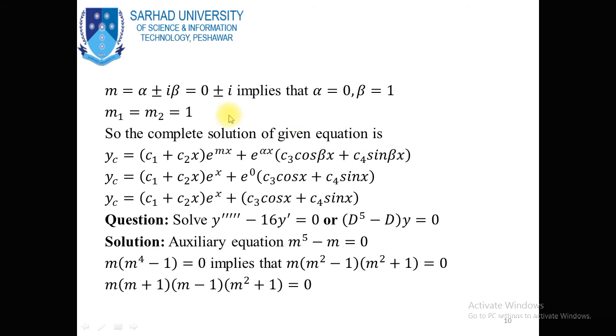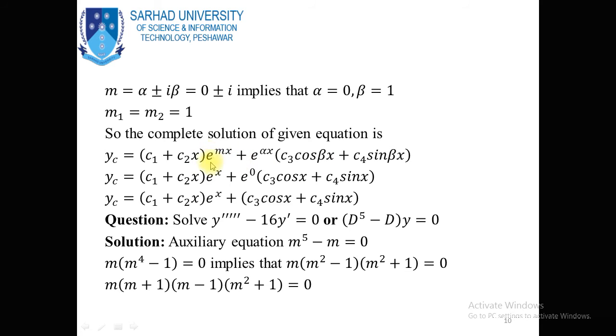So four roots appear for the given fourth order linear homogeneous differential equation. Two complex roots but different, and two real and equal roots. So the complementary solution is c1 plus c2 x into e power mx plus e power alpha x into c3 cos beta x plus c4 sin beta x.